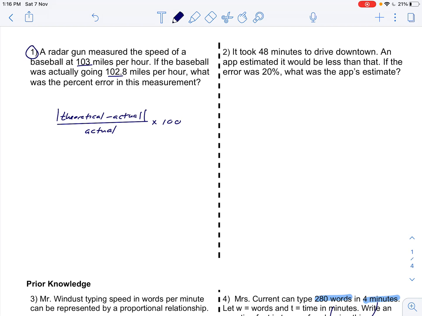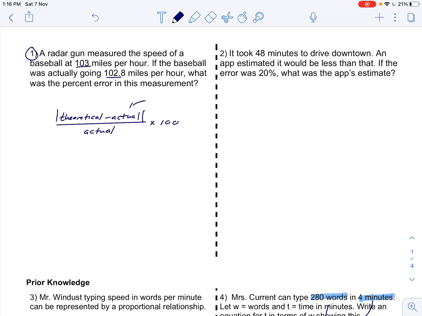So I've got the formula listed out there. If you were to look this up, there's different terminology that goes along with this. Like the actual value, sometimes that's called the experimental value, sometimes the exact value, sometimes the measured value. It's what's actually happening or what you're actually measuring. In this case, the actual measurement is 102.8 because that's the true speed of the baseball in this one.